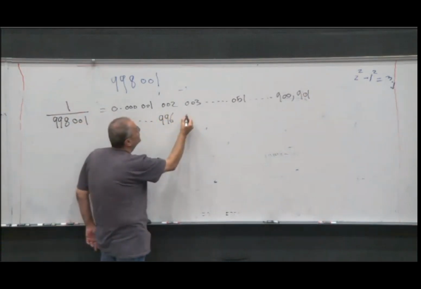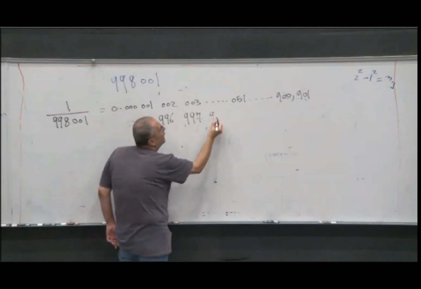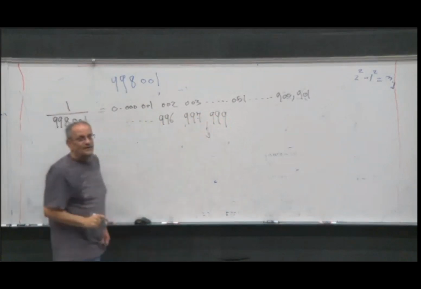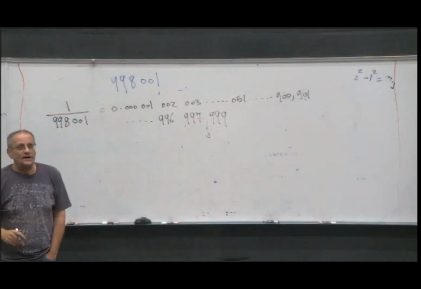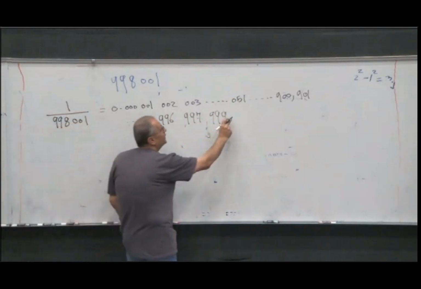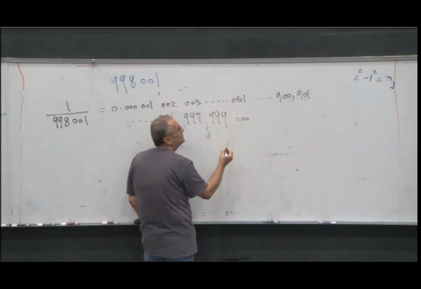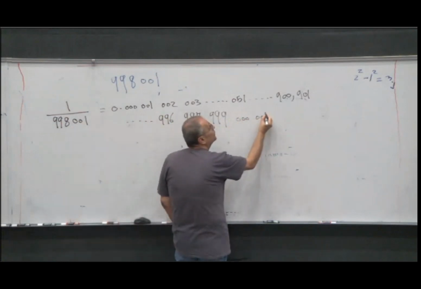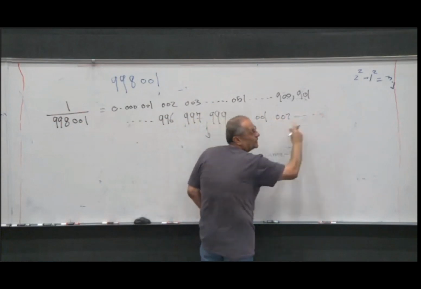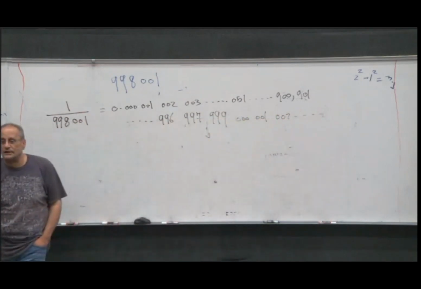What will be the next one? 997, 999. You skip what? 998. And then repeat. What do you think we're going to have after this? 0, 0, 0, 0, 0, 1, 0, 0, 2, and keep going forever. Repeated decimal.